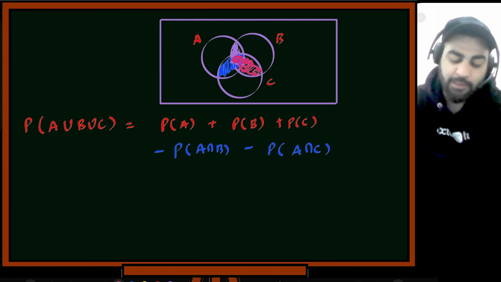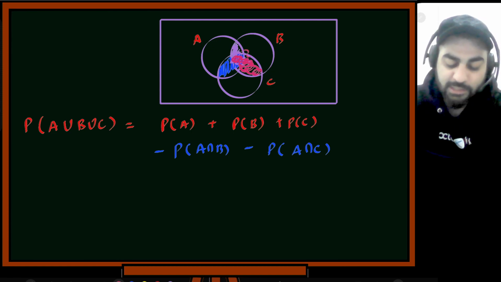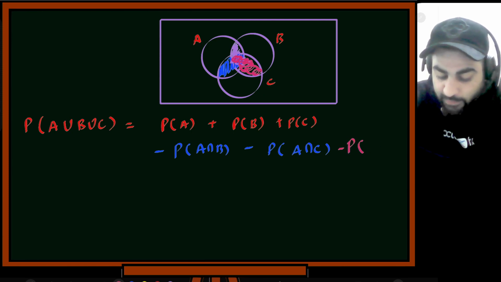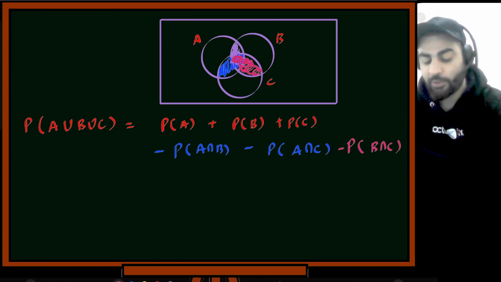This over here is B intersection C. It was counted once with C, once with B. That's the reason we have to remove it, probability of B intersection C. Okay. Now one more thing.